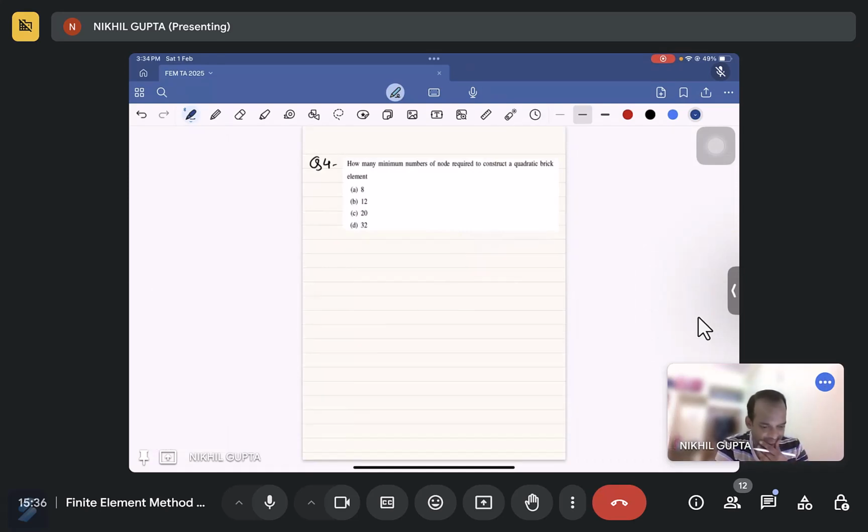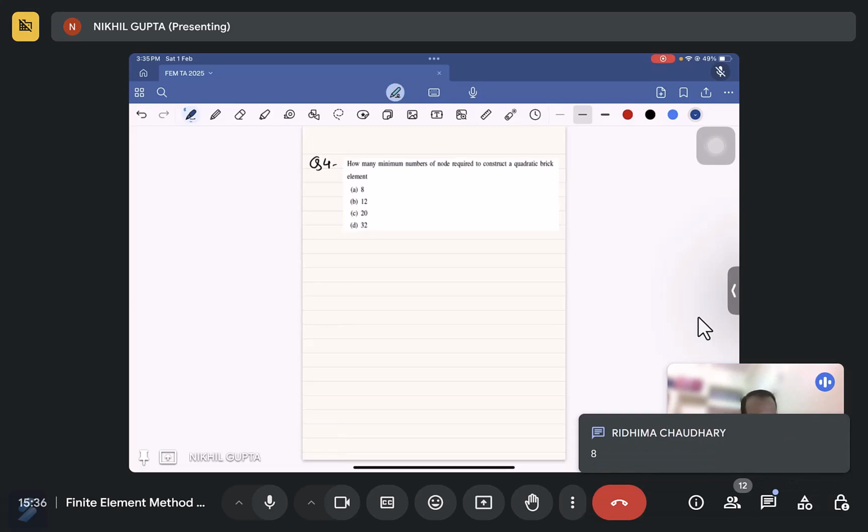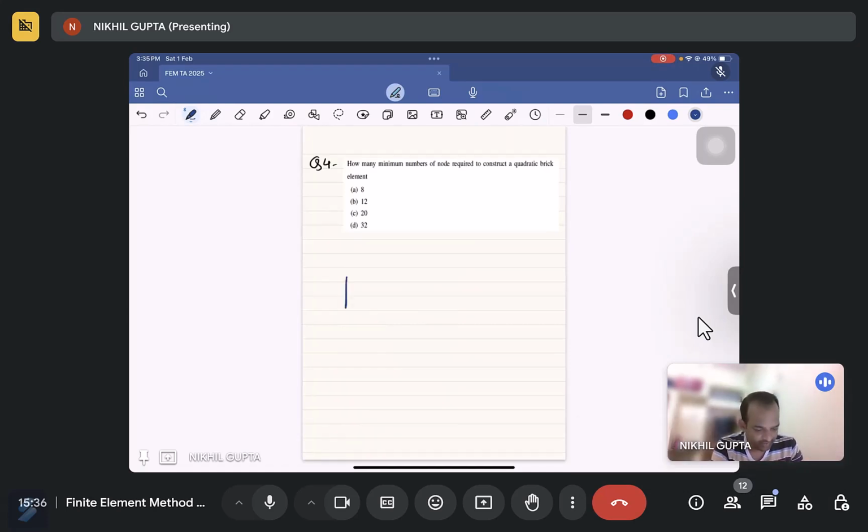Now read this question. Just to tell you, a brick element is a 3D element. This question doesn't have anything to do with the 3D aspect, but... Eight, eight nodes. Anyone know how a brick element looks? You have seen a real brick. So a brick element will be like this. Understood? The people saying it will be 8, I think what they are saying is 1, 2, 3, 4, 5, 6, 7, and this is 8. Am I right? Yes, sir.